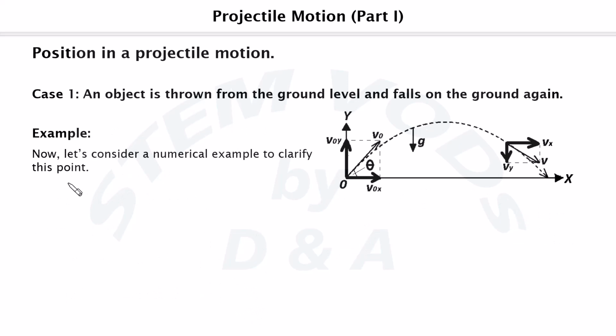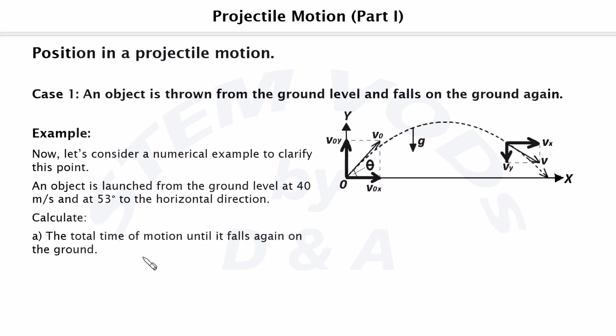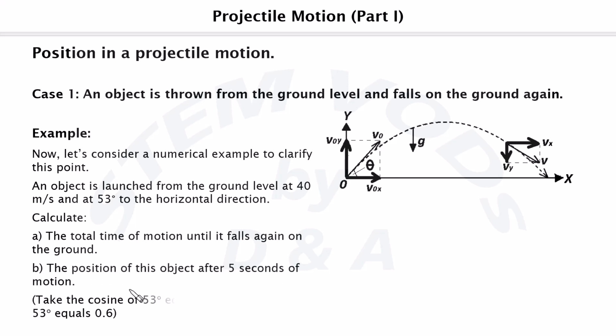Now, let's consider a numerical example to clarify this point. An object is launched from the ground level at 40 meters per second and at 53 degrees to the horizontal direction. Calculate a. the total time of motion until it falls again on the ground, and b. the position of this object after 5 seconds of motion. Take the cosine of 53 degrees equals 0.6, and the sine of 53 degrees equals 0.8.